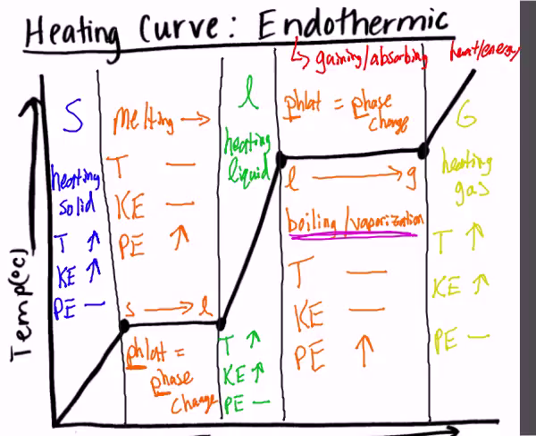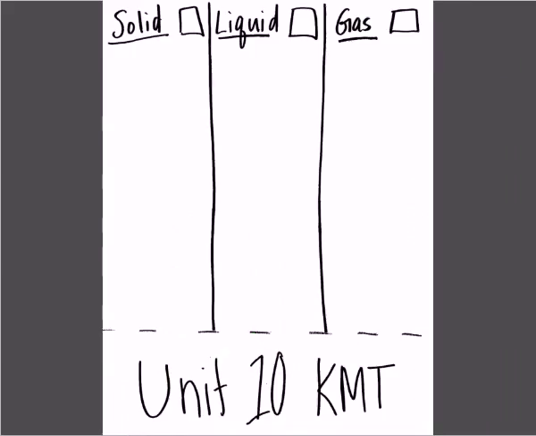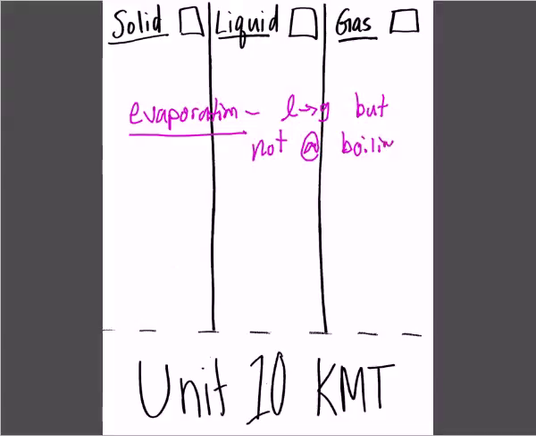I would highly recommend jotting this down somewhere in your foldable, wherever you have space, or at least writing it down in your note packet. You can put it at the bottom where it says heating and cooling curves, or on the very back. If you flip to the very back of your foldable where we were yesterday, I'll jot it down here. Wherever you have space. Evaporation: it's liquid to gas, but not at the boiling point. It occurs only at the surface of your substance.